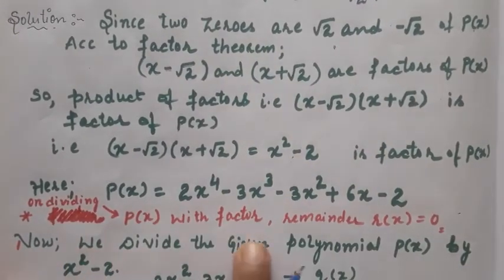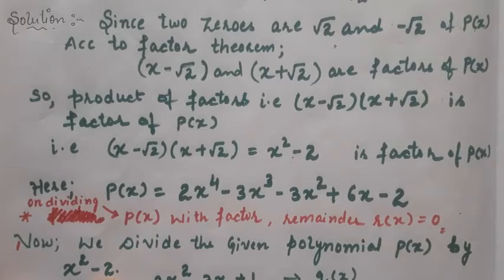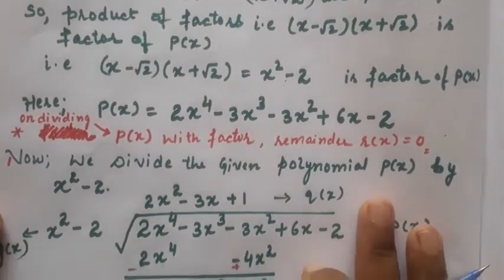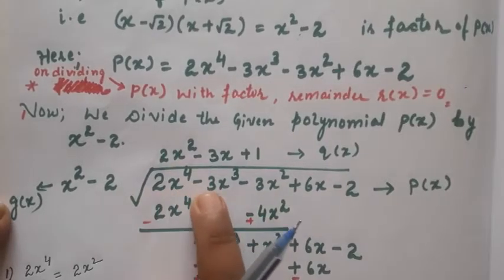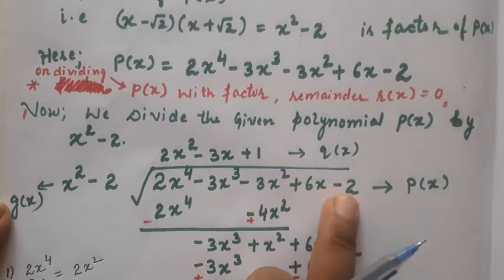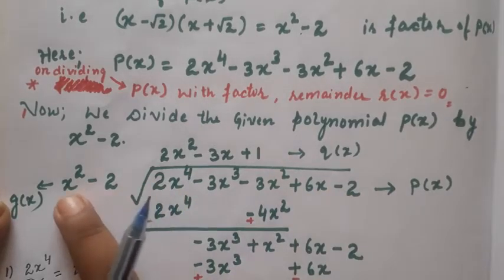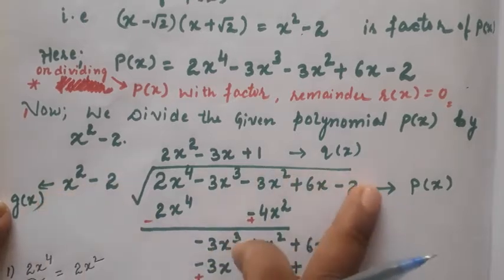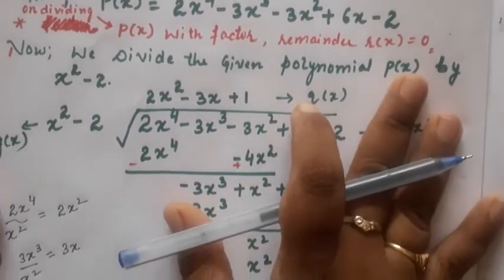So now we divide the given polynomial p(x) by x^2 - 2. I have taken 2x^4 - 3x^3 - 3x^2 + 6x - 2 inside, and x^2 - 2 is acting as the divisor, so I have taken it as g(x). This is p(x). Now step by step we will divide it.